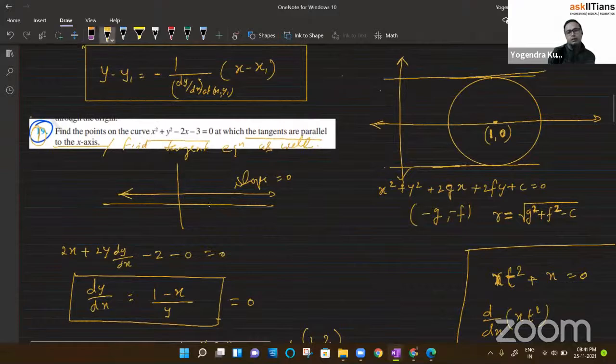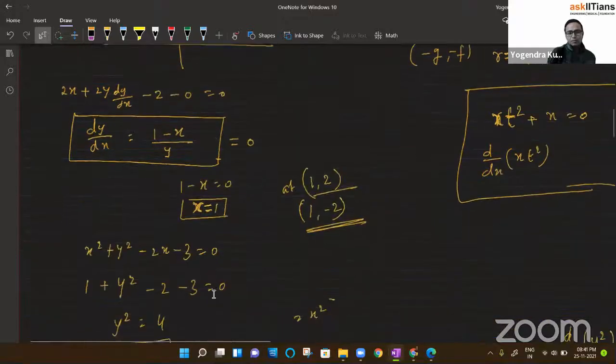Now this question: find the point on the interval at which the tangent is parallel to the x-axis. When the tangent is parallel to the x-axis, the slope will be 0. So we need to find the points where the slope becomes 0. What we are doing is putting dy by dx equal to 0, and that's all, right? The question is asked where maxima and minima are happening. They're trying to ask the same question, somewhat similar, so we'll get the points like that.